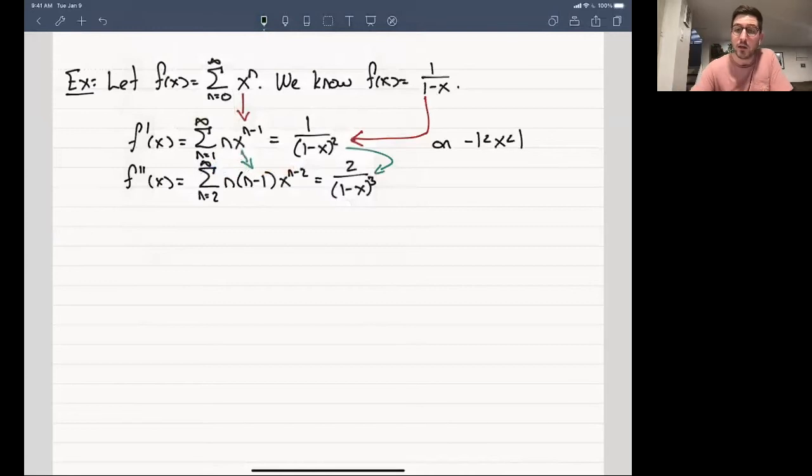So again, what we can use this for is to find what the power series is for functions that we might be interested in. So maybe you wanted to know what the power series of 1 over 1 minus x all squared is. Well, you know that that thing is the derivative of 1 over 1 minus x. You know the power series of 1 over 1 minus x, and therefore you can find the power series of the function you're interested in.